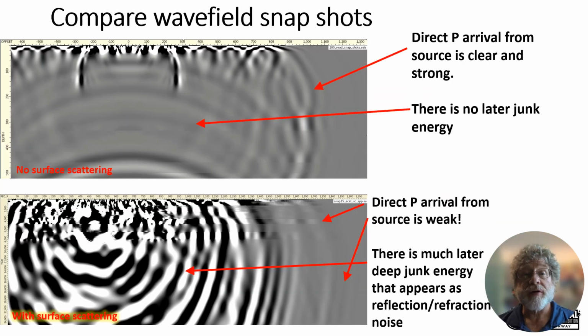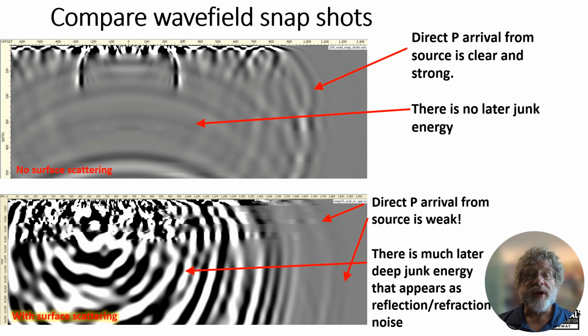So here we compare the wave field snapshots from the two previous simulations. On the top is the wave field without scattering, and you can see we have a nice clear direct P arrival, some clear reflections. And the bottom is with scattering, and now the direct P arrival is very weak, and we have a lot of junk energy after the first arrival. And notice this junk energy is actually also traveling down deep. This will become reflections. There'll be problematic reflections, junk reflections, and that's what I call the coherent noise.